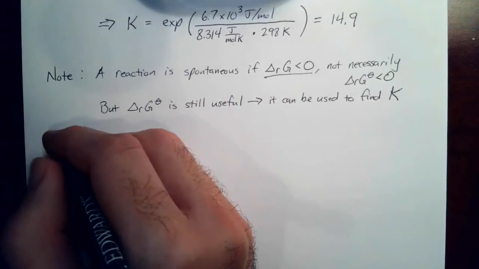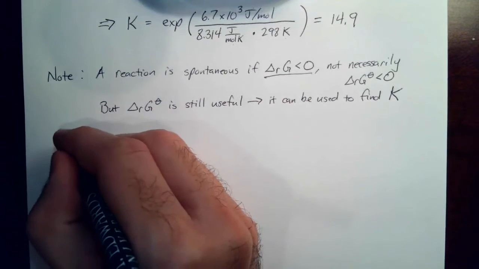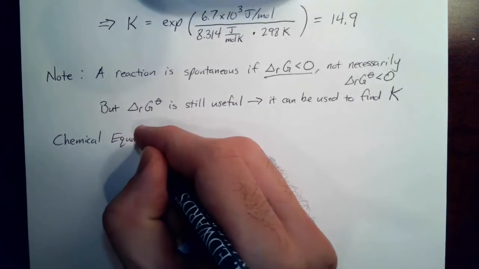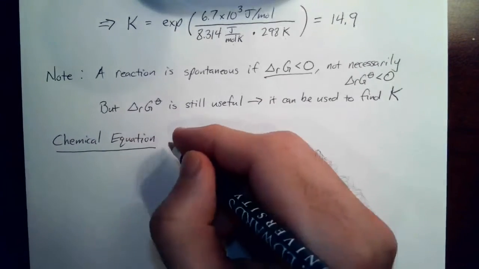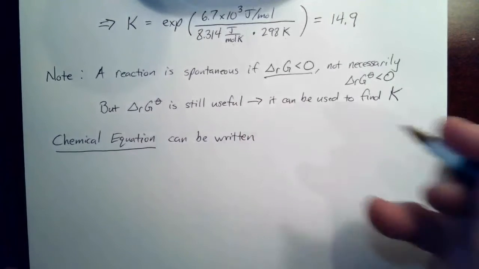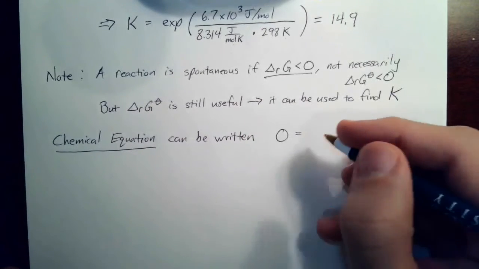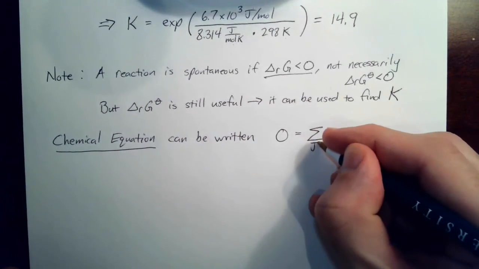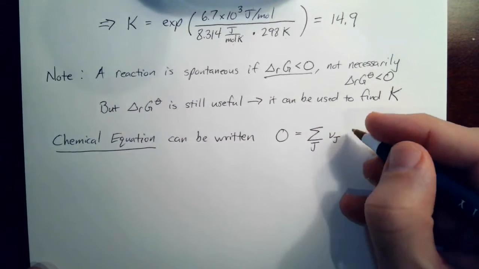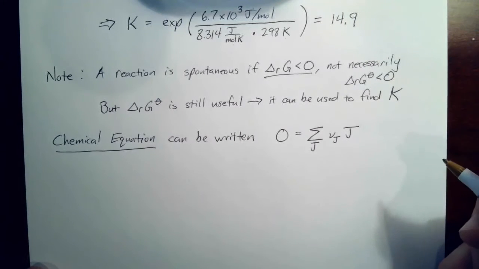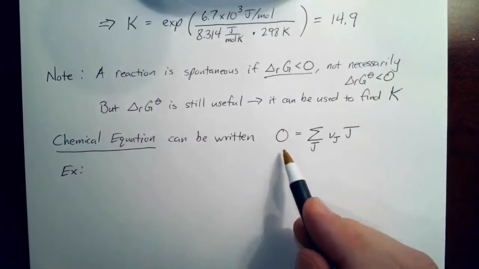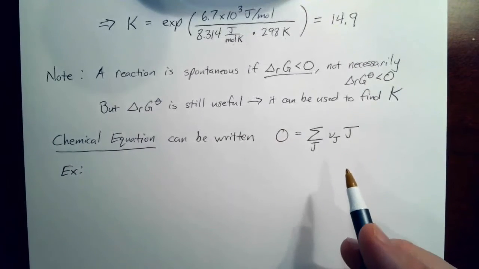Okay, so to change gears just a little bit, I want to talk about how a chemical equation can be written in a very compact form using the stoichiometric coefficients. And it looks like this. 0 equals the sum over all of the products and reactants of the stoichiometric number, ν_j, times species J. That's a chemical equation. So let me give you an example. This is a general and compact form for writing a chemical equation.